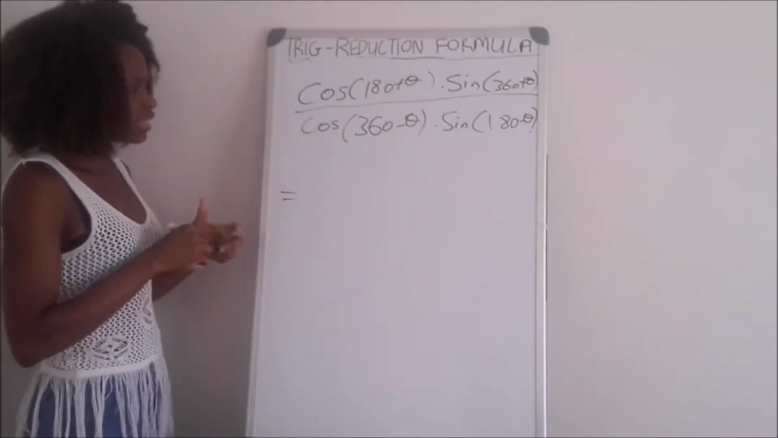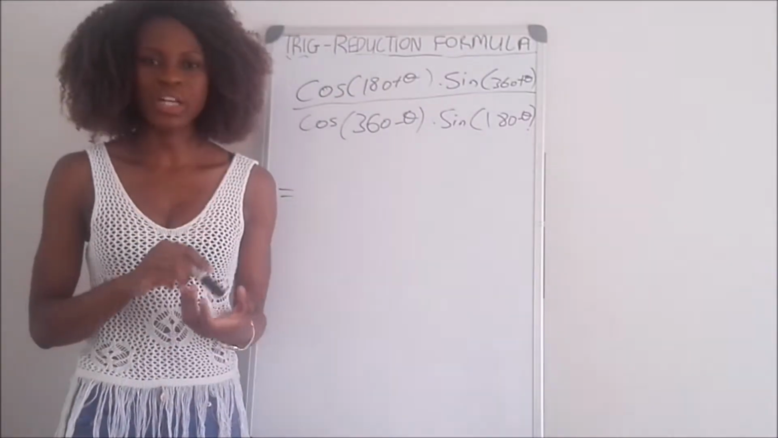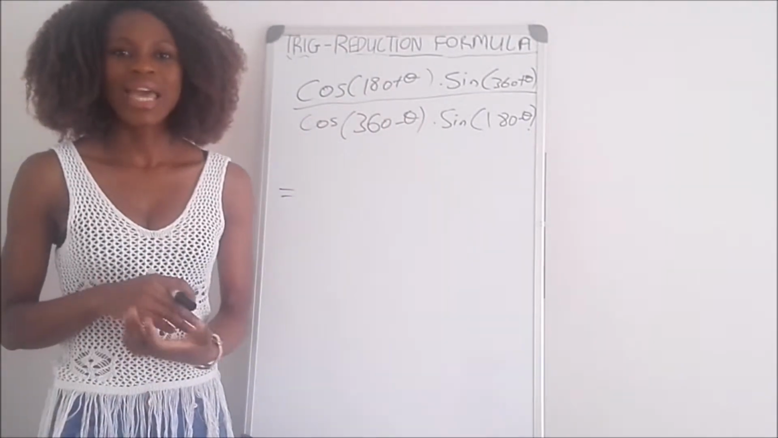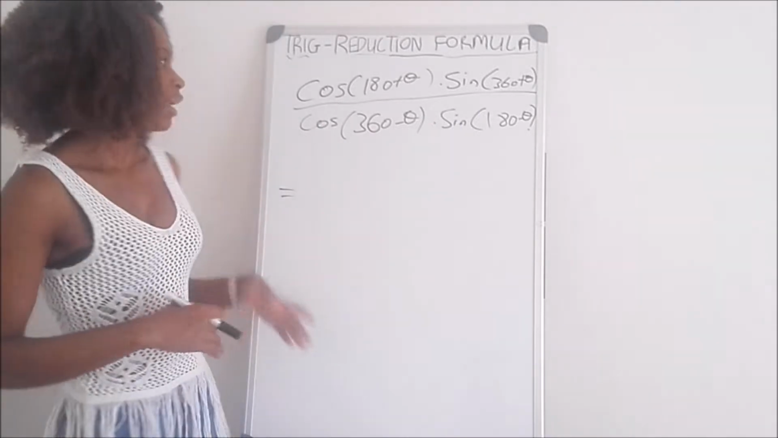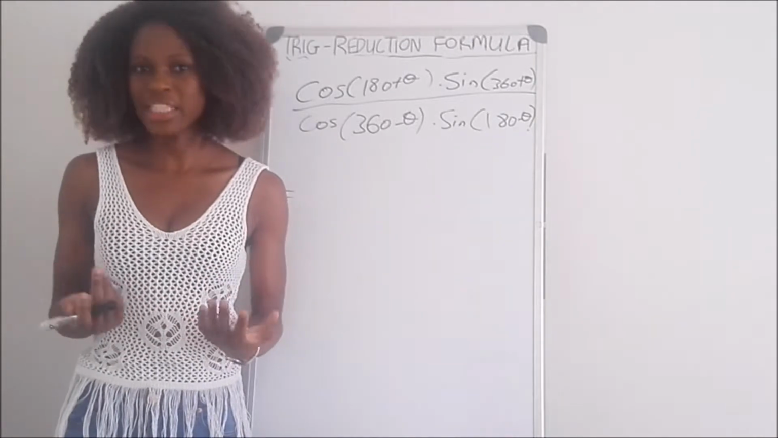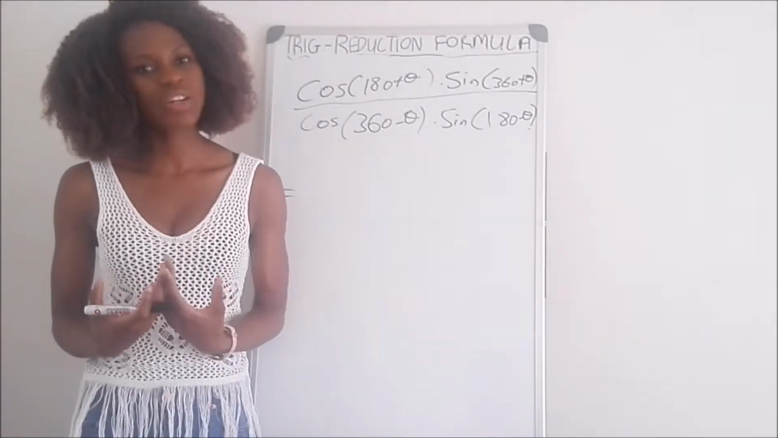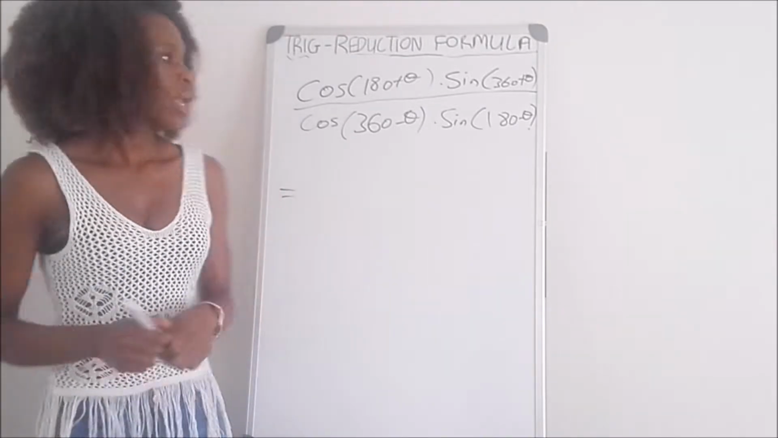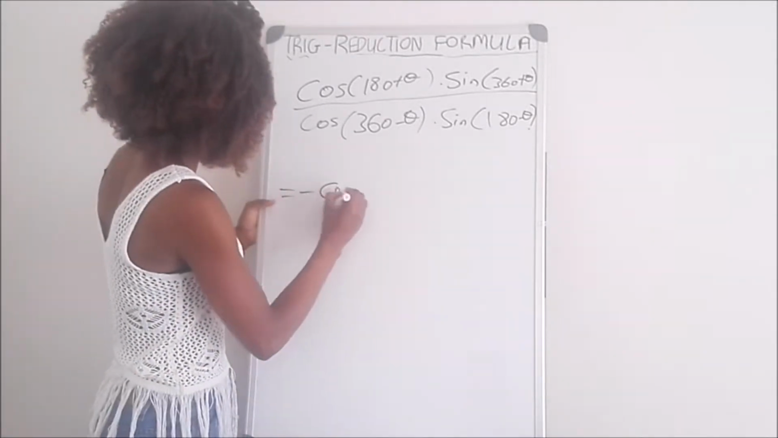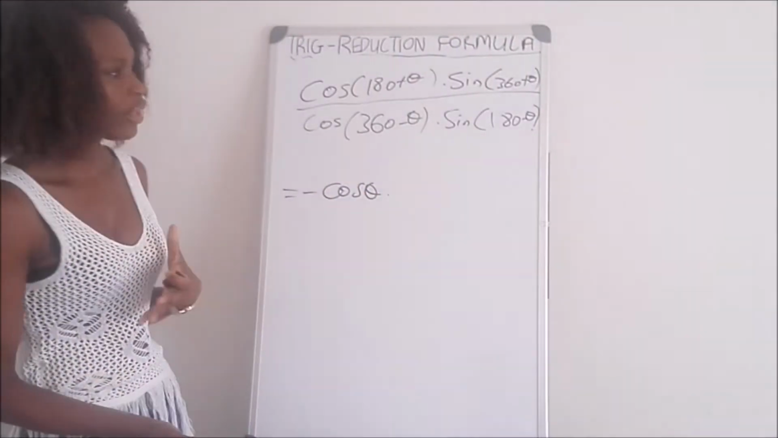The first step: remember, 180 + θ is in the third quadrant, which means only tan is positive in that quadrant. Then cos(180 + θ) is negative, because in the third quadrant cos is negative. So we have negative cos θ.